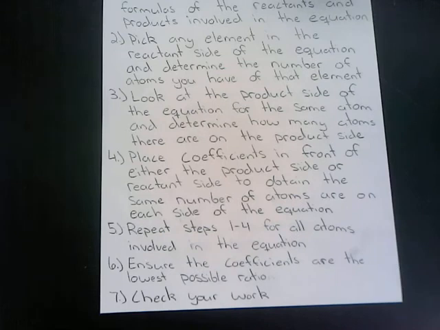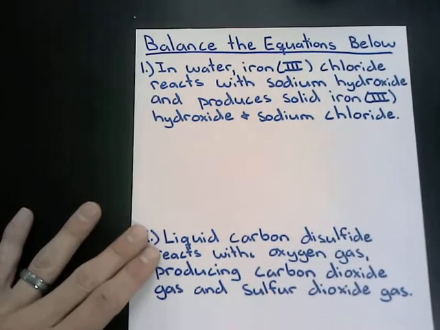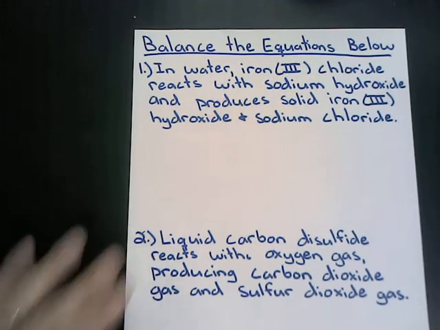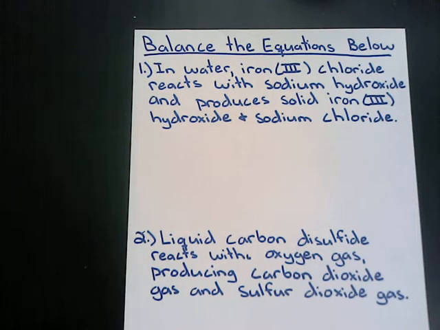All right, now that we have those steps to balance chemical equations, we're going to shift gears to actually writing a chemical equation. I have three examples that we will go over. The first example says: in water, iron(III) chloride reacts with sodium hydroxide and produces solid iron(III) hydroxide and sodium chloride.